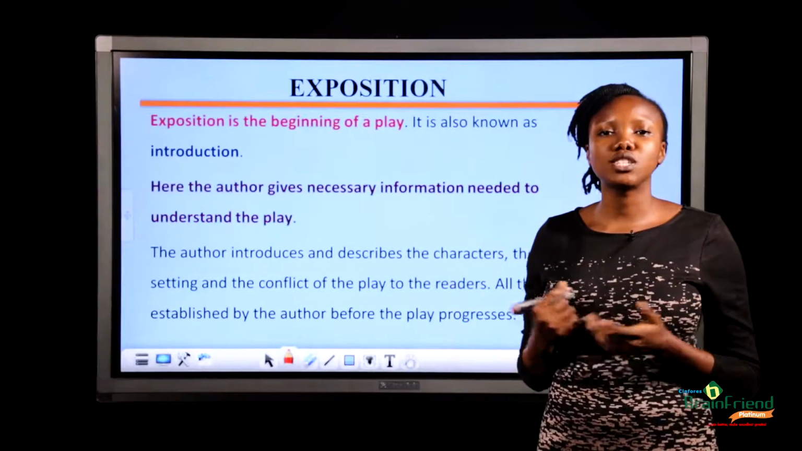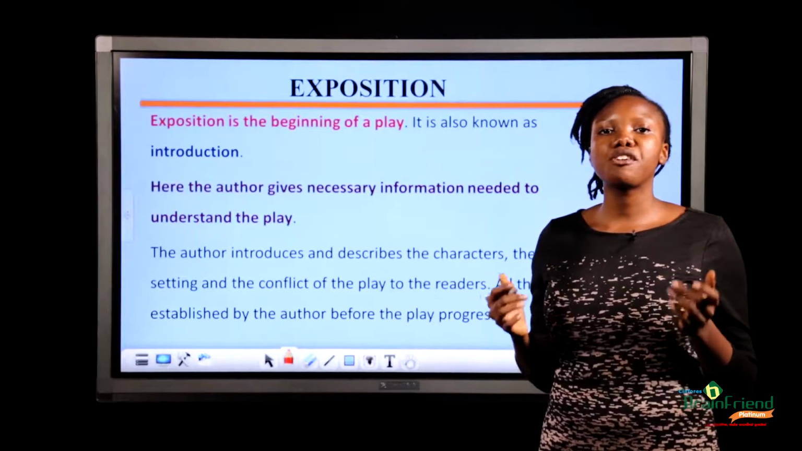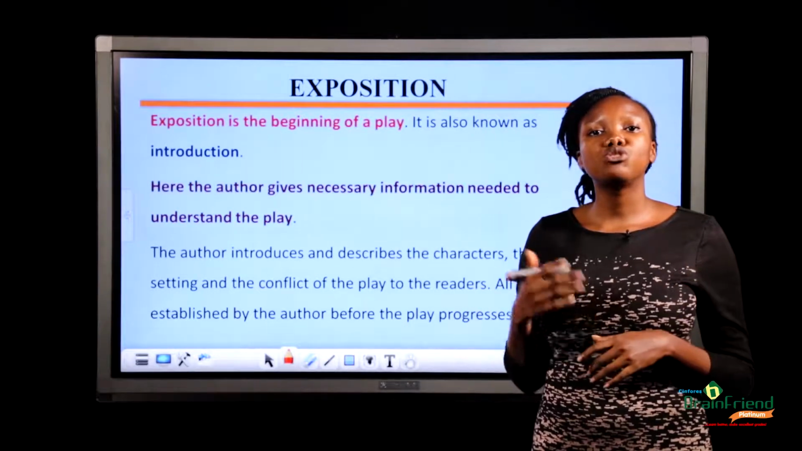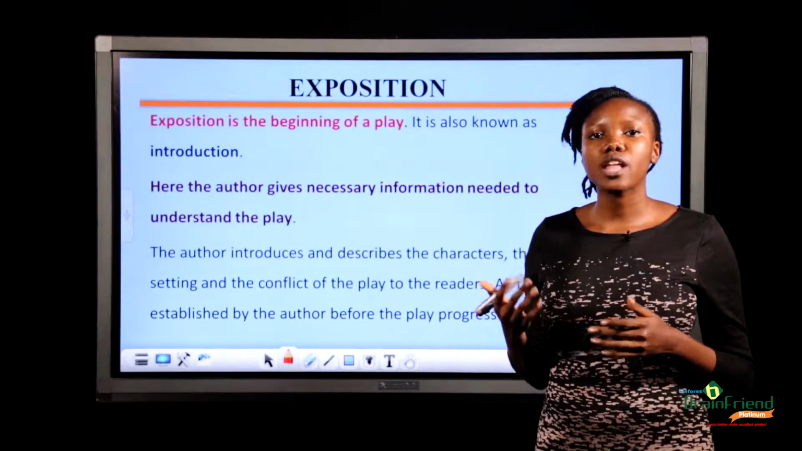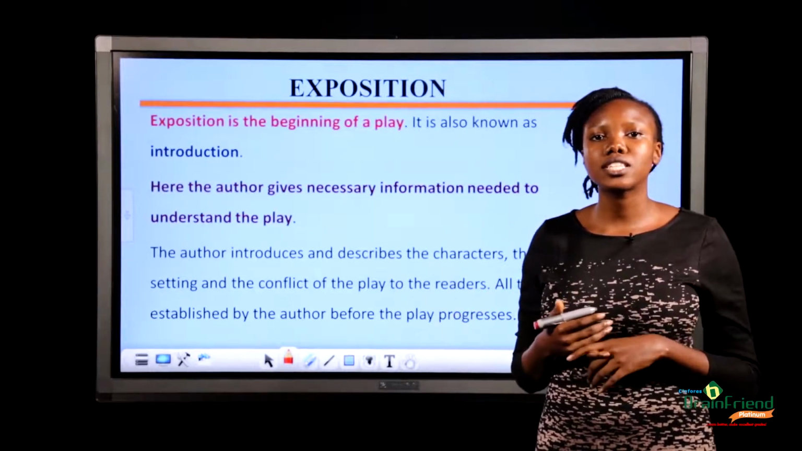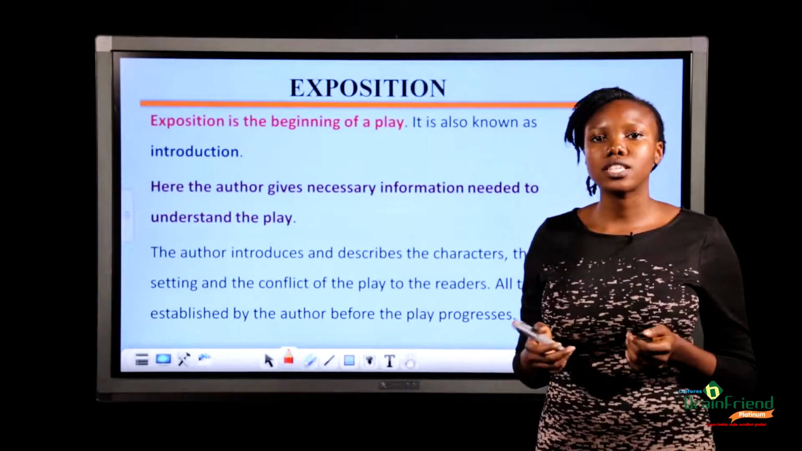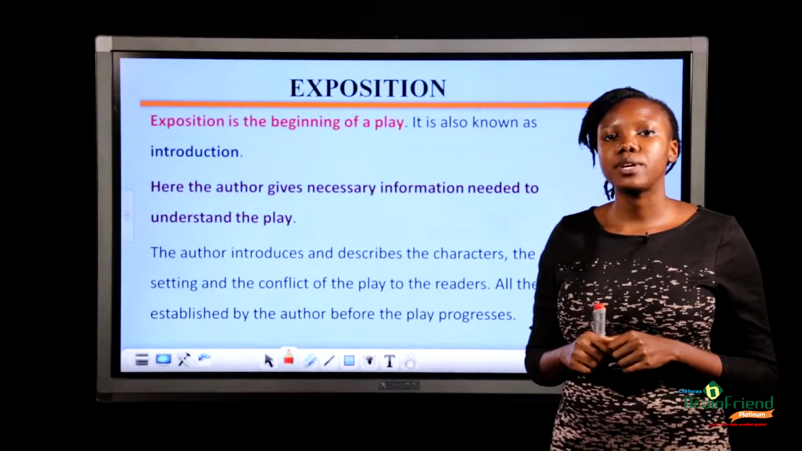Exposition is also known as introduction. This is the beginning of a play, where the author introduces the characters to us. He gives us added information about the character, and describes the character and the behavior of the character. Now, let's see the next element.